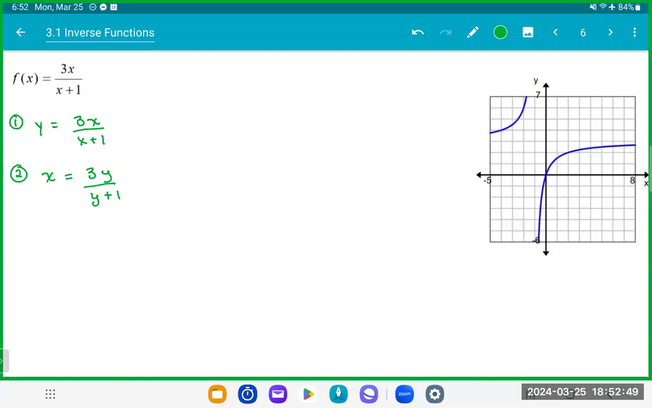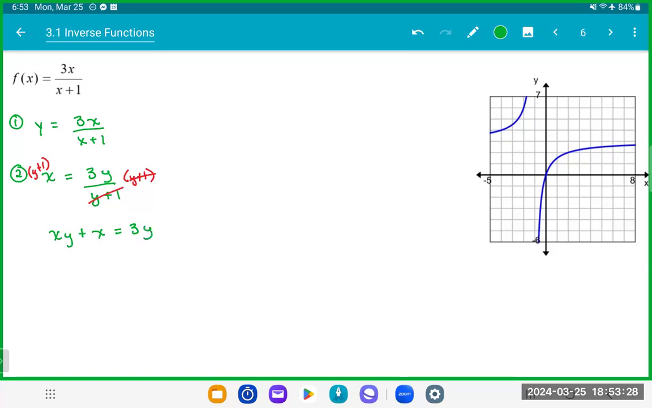Okay. So to do that, we need to do a couple of things. The first thing, we can multiply both sides by y plus 1, right? Because whatever you do to one side, you have to do to the other. So we end up with, these will cancel out with one another. And we are left with xy plus x equals 3y.